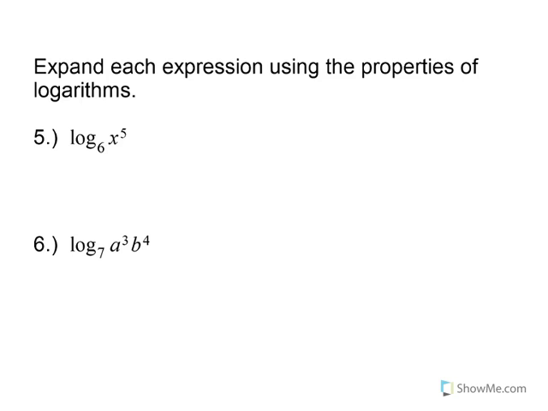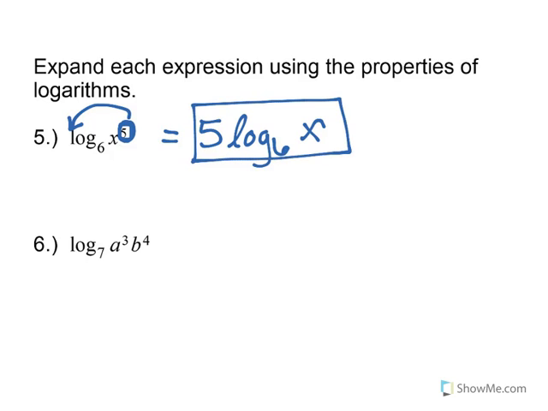So for problem number 5, we have log base 6 of x to the 5th. Now the inside is just plain old x to the 5th. There's no product, there's no quotient, but there is an exponent involved. And our third property says that if there's an exponent on the inside, it can be pulled out in front as a coefficient. So this is really the same thing as 5 log base 6 of x, all right? Which doesn't seem like much, but this would be an easier expression if we needed to go through and say evaluate it for a number or to type it into a calculator, okay? So this is the expanded version of log base 6 of x to the 5th, all right?